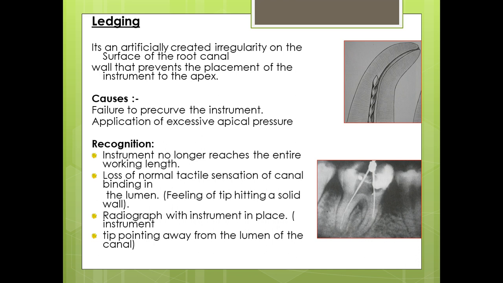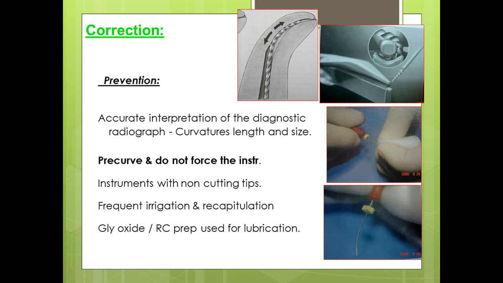So how can you recognize or identify the ledge formation? Ledges occur on the outer wall of the canal. See here, it's an outer wall. This is the outer wall. So one may get suspicious that a ledge has been formed when there is loss of tactile sensation or a loose feeling of the file, or instead of binding at the apex, the file is passing very loosely. An instrument can no longer reach its estimated working length. And when in doubt, a radiograph of the tooth with the instrument in place in the canal has to be taken to provide additional information.